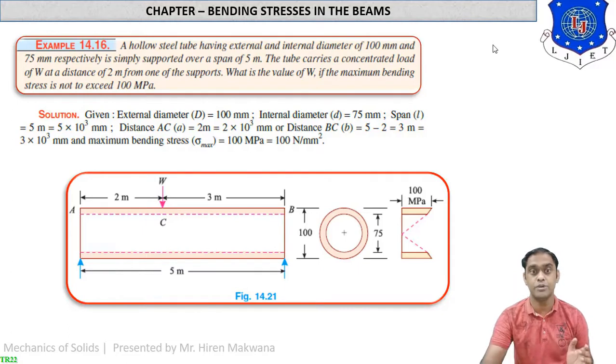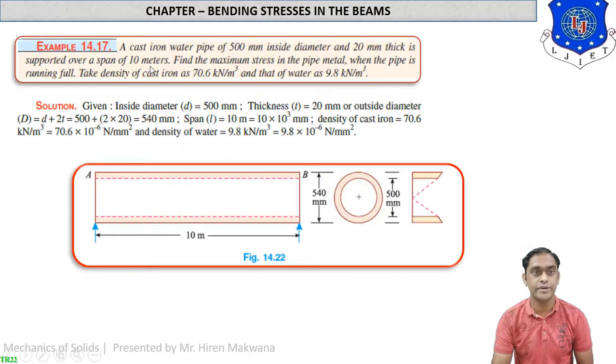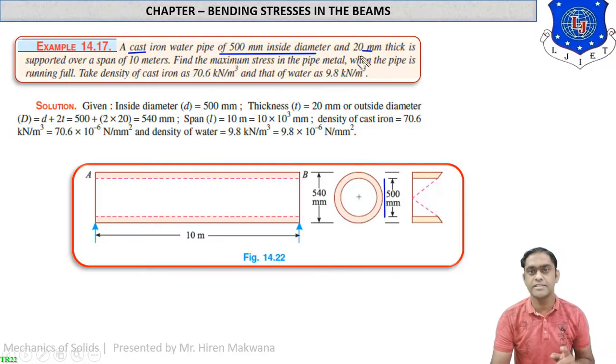Now let us see one more numerical, which is a very practical numerical, and which is most important, 14.17. You can see what is given in the data. A cast iron water pipe of 500 mm inside diameter and 20 mm thickness. Now here the outside diameter is not given. 500 mm, you can see, is the internal diameter. And the thickness is 20 mm given.